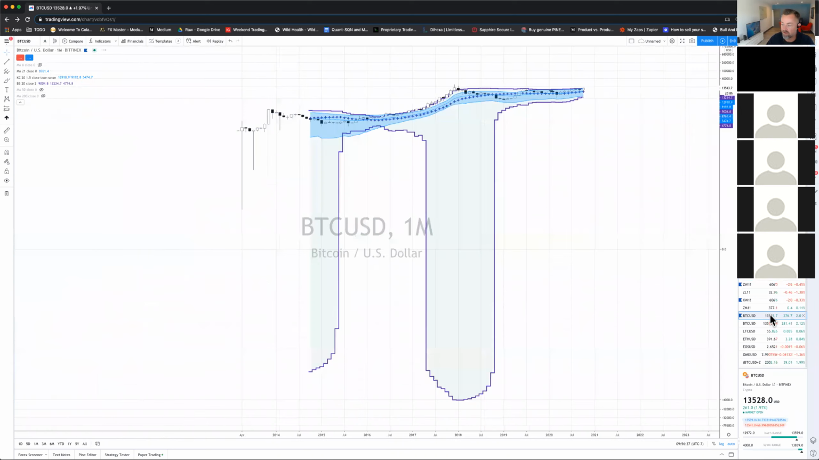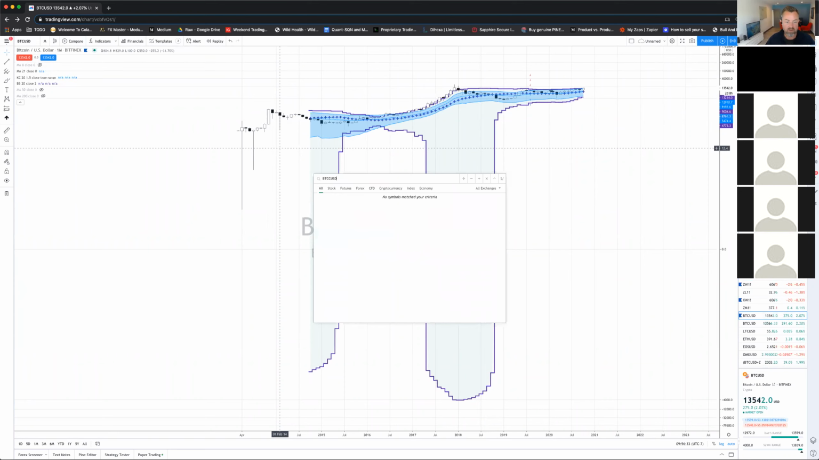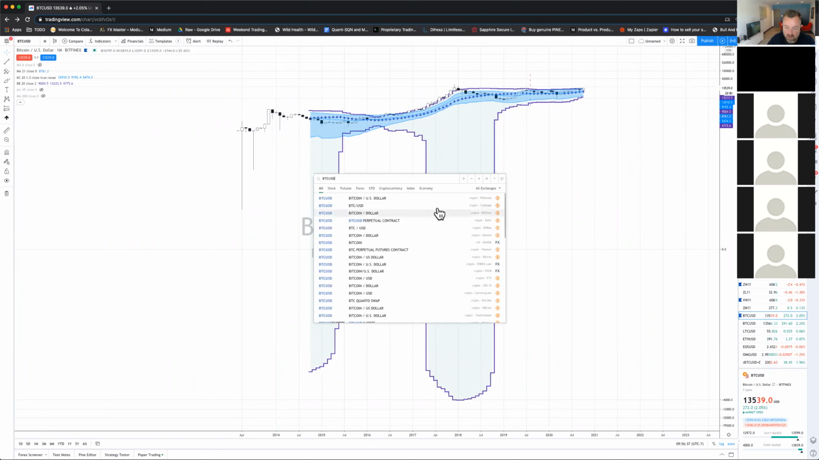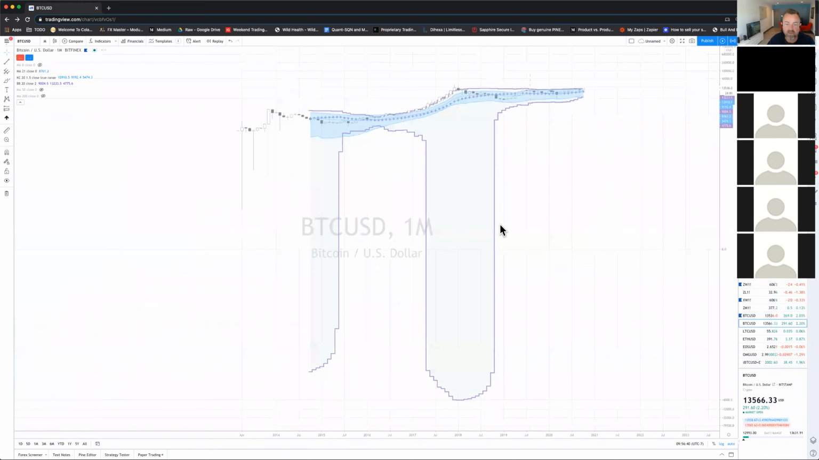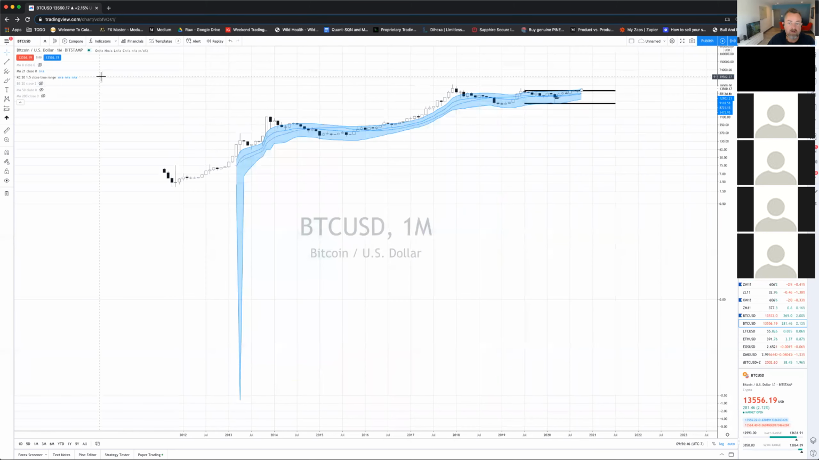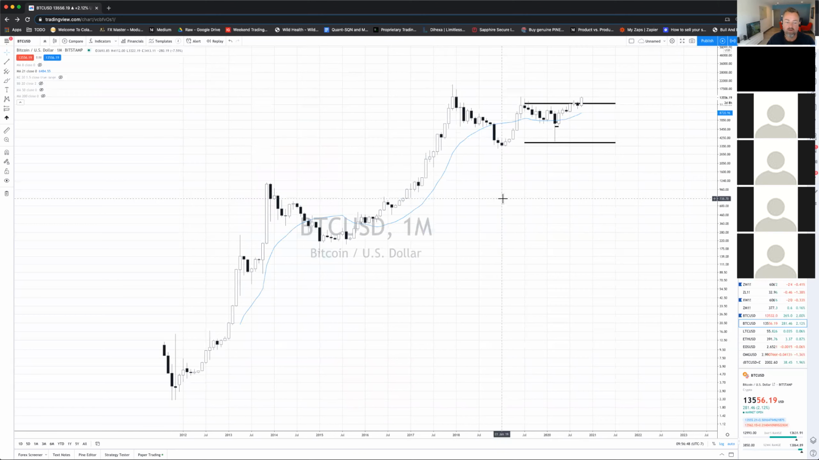Let's have a look at Bitcoin. Let's have a look at BTC USD. I think it's on Bitstamp. Bitstamp gives us the most data, I think, all the way back to 2012. Turn off the things that are not interesting or useful.